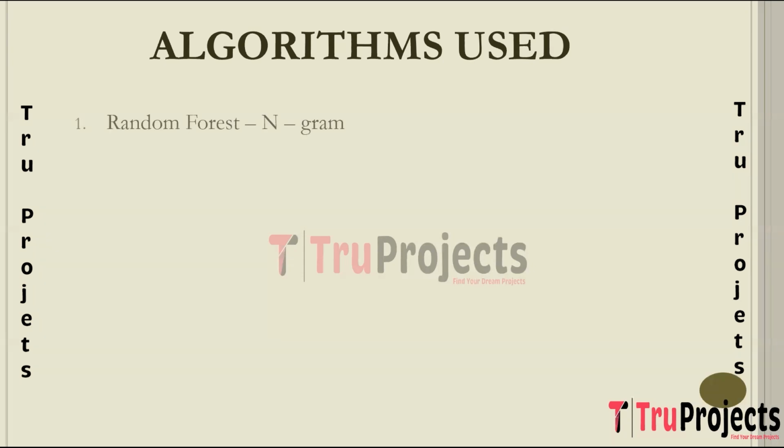So coming to the first algorithm, which is random forest N-gram, it refers to a variant of the random forest algorithm that incorporates N-gram analysis. Random forest is a versatile ensemble learning algorithm used for both classification and regression tasks in machine learning. It constructs multiple decision trees during training, each trained on a random subset of the data and features, and combines their output through voting for classification or averaging for regression to make predictions. Random forest is chosen for its robustness, ability to handle high dimensional data, and resistance to overfitting, making it suitable for improving the accuracy of the medical chatbot in this project.